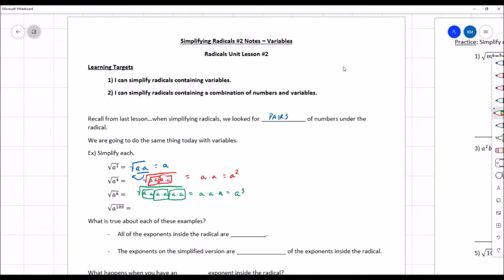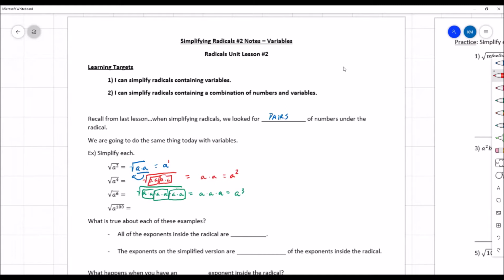Last one, we have a to the 100th. I'm not going to write 100 a's. Once we get to 100, we notice a pattern so we don't have to work so long. As we look at our pattern, a to the 2nd power became a to the 1st. A to the 4th power became a to the 2nd. A to the 6th power became a to the 3rd. What's happening? When we take the square root, we are dividing our exponent by 2.